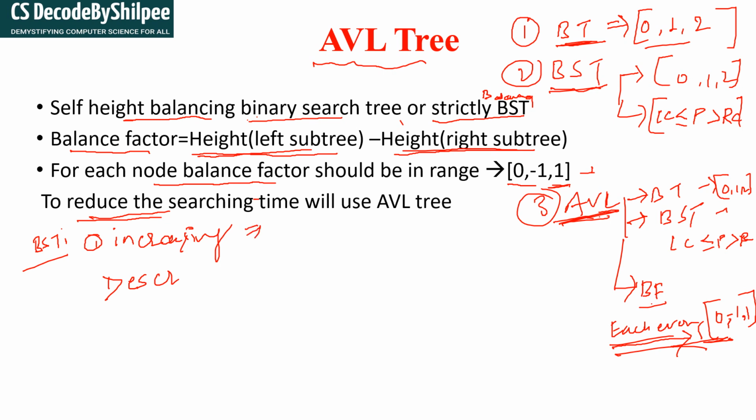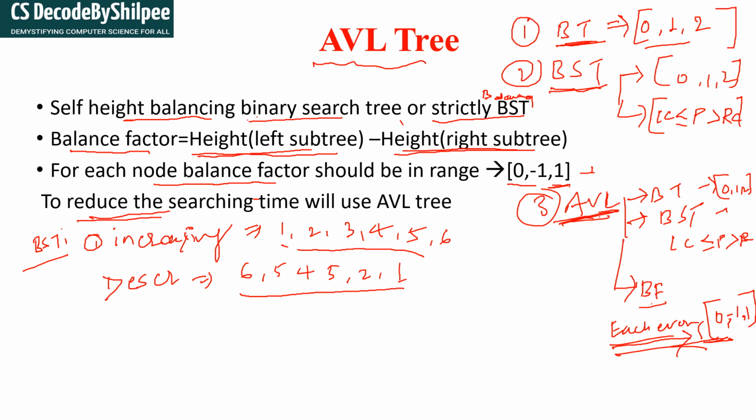In the increasing order situation, suppose the input is 1, 2, 3, 4, 5, and also 6. In decreasing order it is 6, 5, 4, 3, 2, 1. In this situation, if you construct a binary search tree and then perform searching, the time complexity will be high. This is the worst case time complexity of a binary search tree.